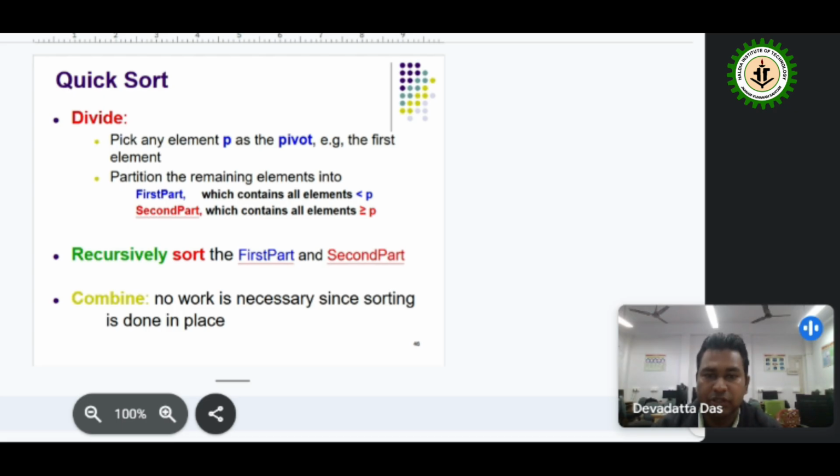So now we discuss quick sort. Quick sort is another type of divide and conquer strategy. Here we divide the whole problem and then recursively sort the first part and then the second part, and then combine the solutions of the sub problems to create the final solution. Okay.